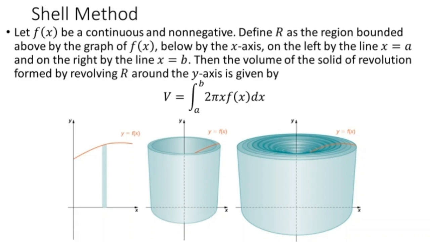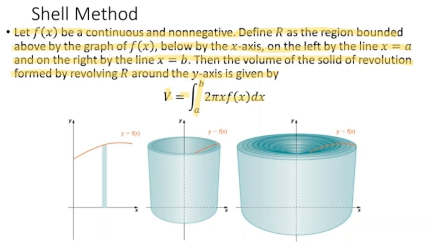In this section, we're going to look at a method for finding the volume of a solid of revolution when that solid is formed by rotating a region around the y-axis. We're going to let f of x be a continuous, non-negative function, and we're going to define R as the region bounded above by the function f of x, below by the x-axis, and to the left by the line x equals a, and on the right by the line x equals b. Then the volume of the solid of revolution formed by revolving R around the y-axis is given by V equals the integral from a to b of 2 pi x f of x dx.